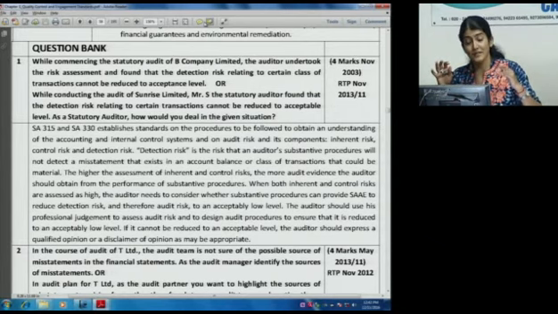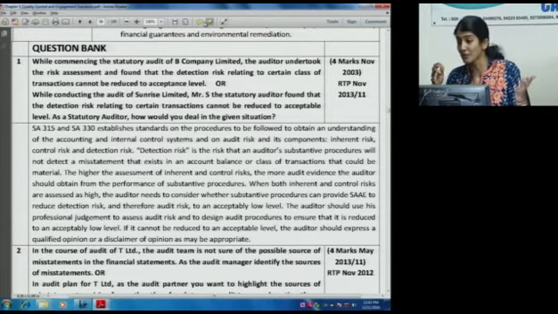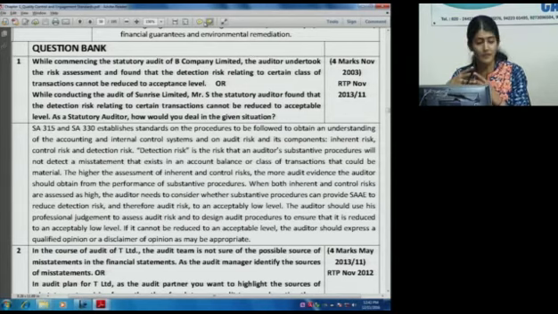And to reduce detection risk, the auditor needs to obtain more and more sufficient appropriate audit evidence. And if he is unable to obtain sufficient appropriate audit evidence, that means he is not able to manage the detection risk to an acceptably low level. In that case, he can issue a qualified opinion or a disclaimer of opinion. You understand? He performs additional procedures, and even after attempting to obtain evidence, if he does not get it, then he will issue a qualified opinion or a disclaimer.